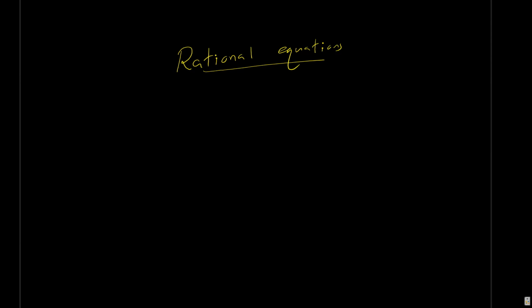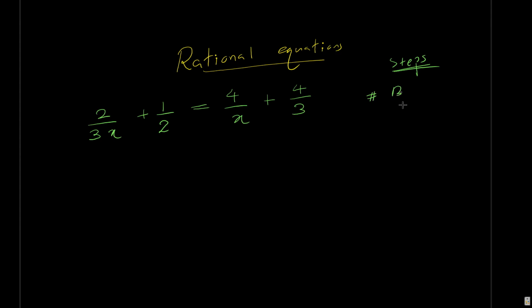Now let's see some examples and understand what to do. Let's say we have to solve for x in this equation. So we have to find a value for x that satisfies this equation. Now the first and most important step, by observing, is that you must tell what x can't be.